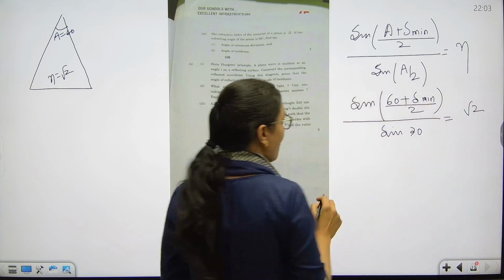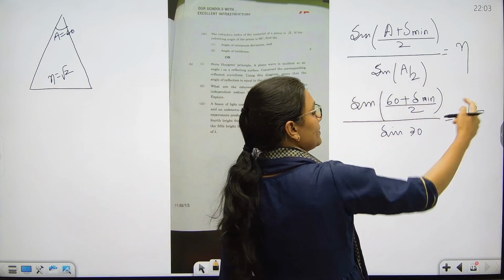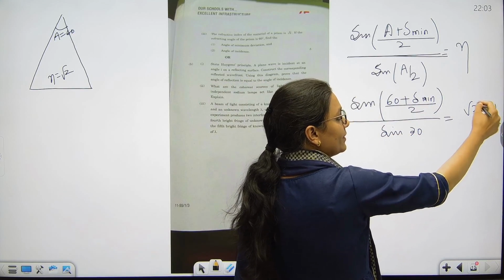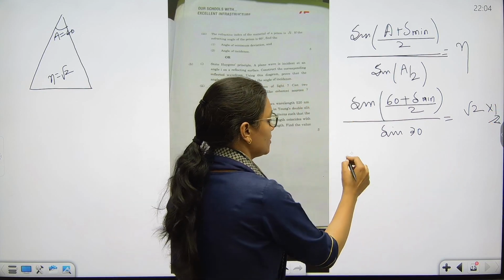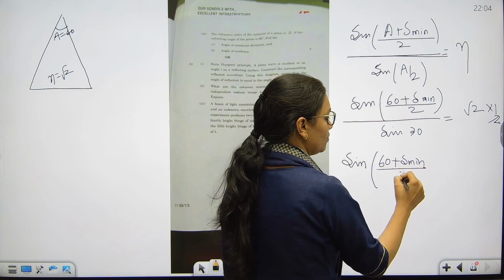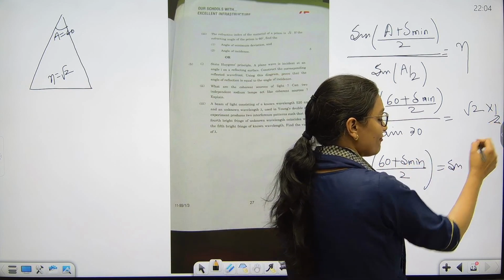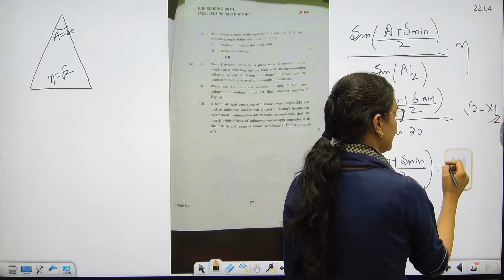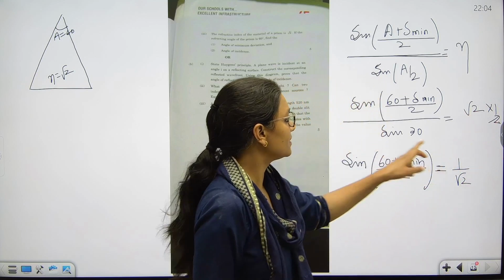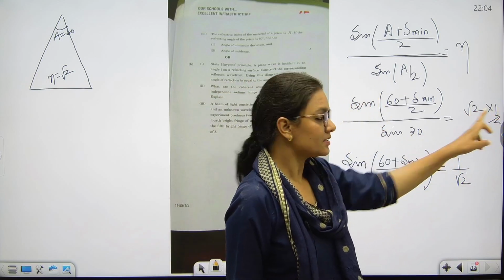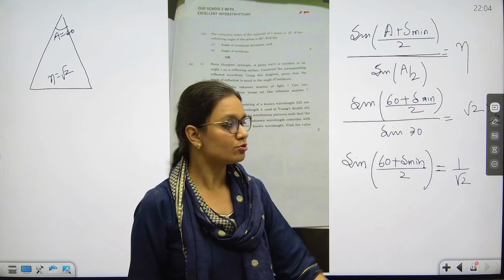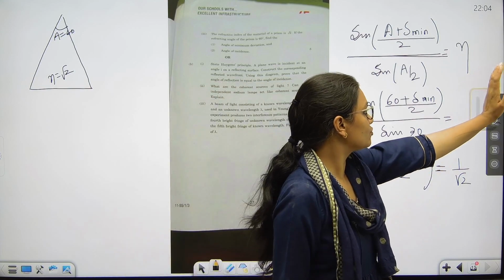Sine 30 is half. This will go there, so multiply half here. When you multiply half here, you will be getting 1 by √2. So here it will be sine of (60 plus del minimum) by 2 is equal to √2 into half, so I will be getting 1 by √2 here. Sine 30 is half, so half will be multiplied with √2. So you'll be getting 1 by √2 only, yes or no?